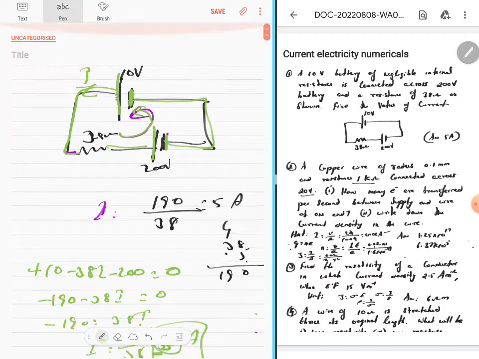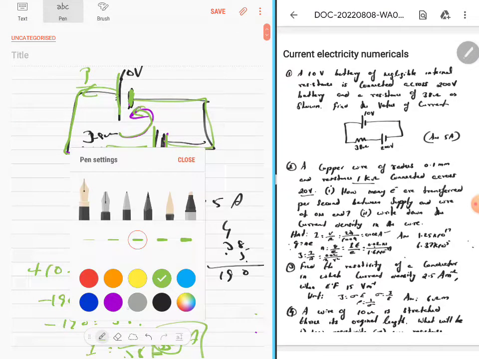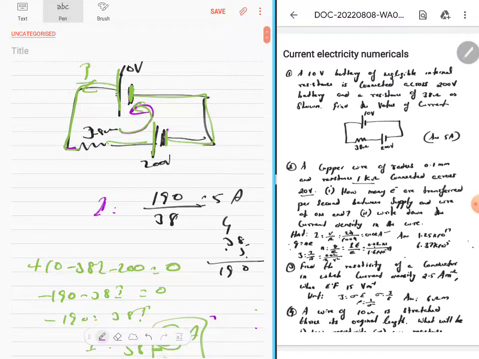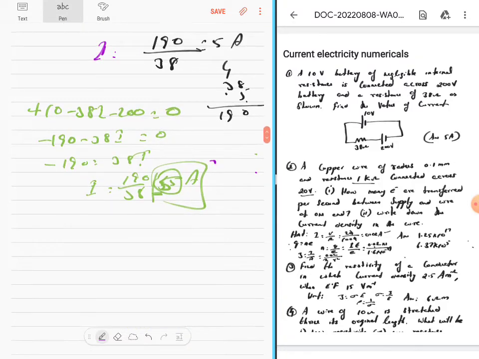It just shows that the direction in which I have assumed the current is not correct. It should be the other way around. I should have assumed the current to be going in this direction instead of this direction. That's the only difference. You don't have to worry, they are not asking you for the direction of the current. You can assume the current in any direction. If you get the answer as negative, it means the assumed direction is wrong. You can always change it, but you don't have to. You just have to leave it like that. That's all. So that's the first question, we got the answer.